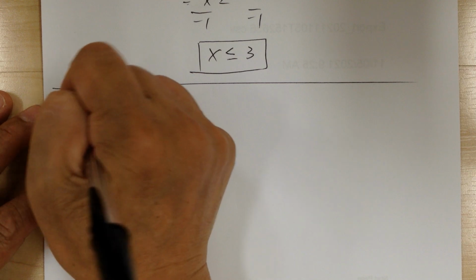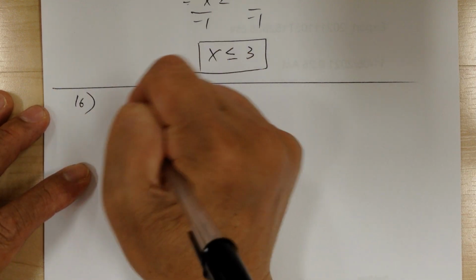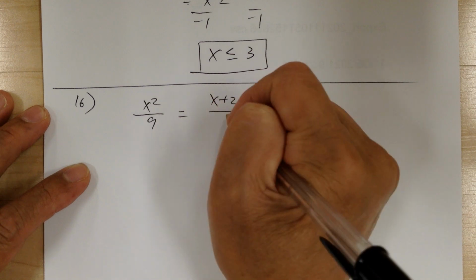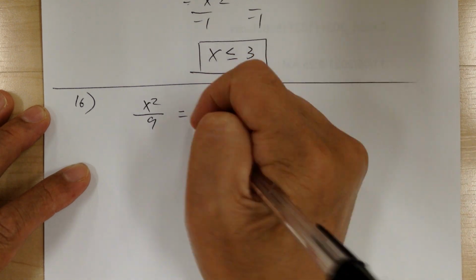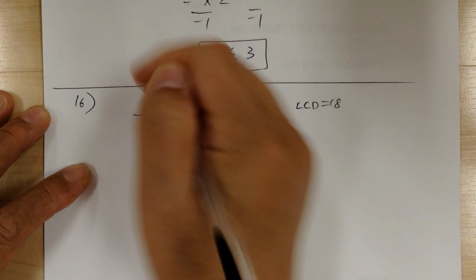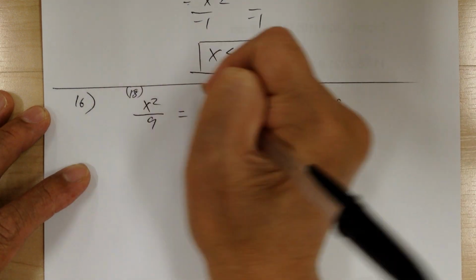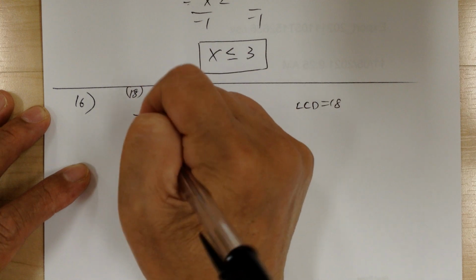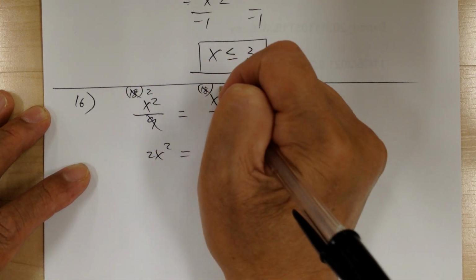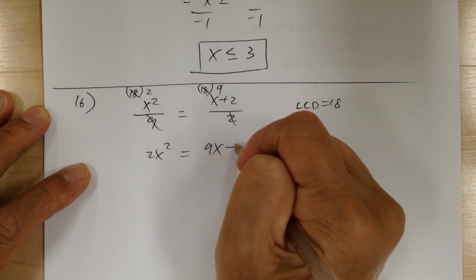Okay, next one. We have x squared over 9 equal to (x plus 2) over 2. So your LCD is equal to 18. So I'm going to multiply by 18 on both sides. You cancel, you get 2, so you get 2x squared equal to, cancel out, I get 9, so I get 9 times (x plus 2), which is 9x plus 18.